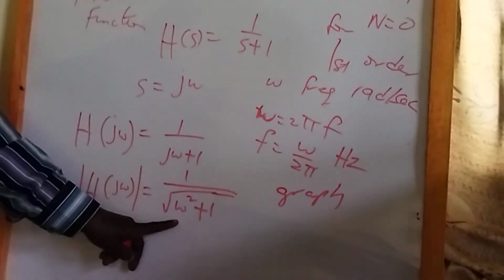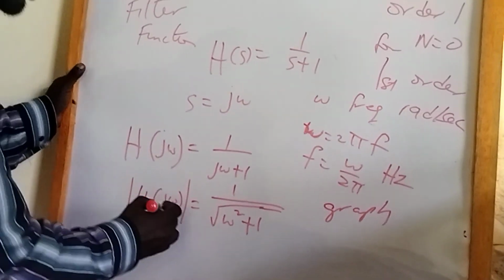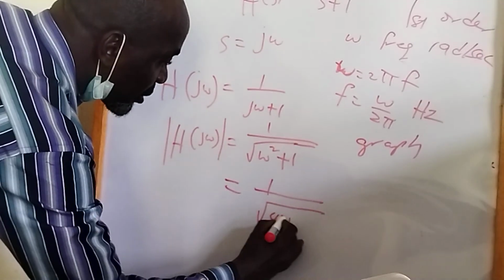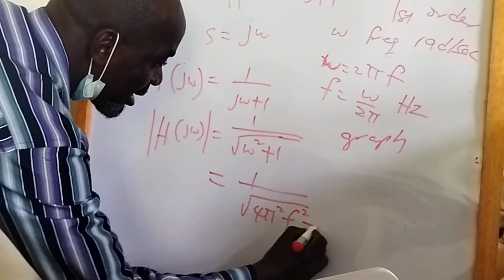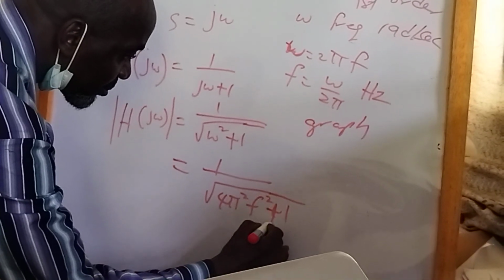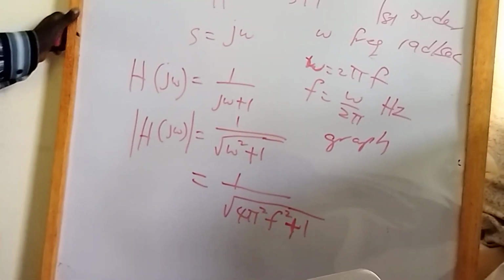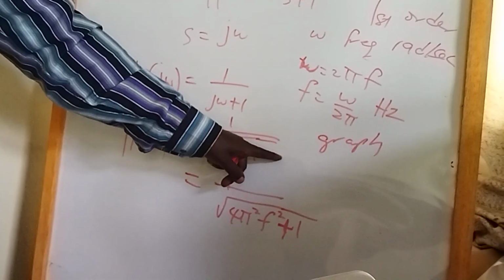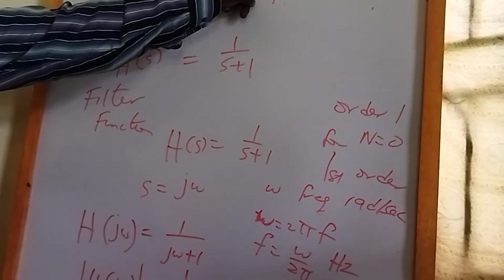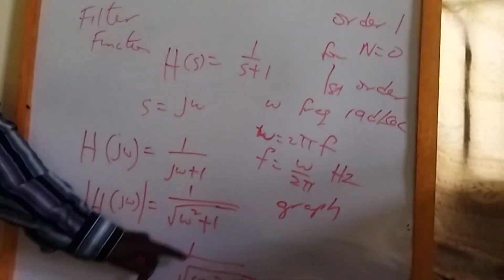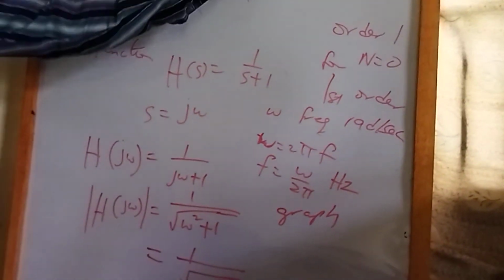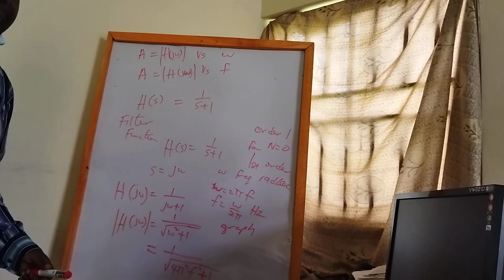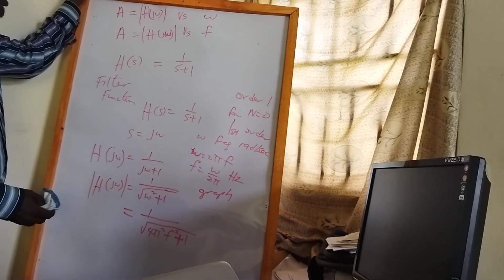For example, if we want to write this in terms of frequency, you will write 1 over the square root of 4 pi squared f squared plus 1. I hope you can capture it. If you use the first expression, you are plotting against omega. If you use this expression, you are plotting against f. Both are possible. Now, I want us to generate 4 graphs for the same function.